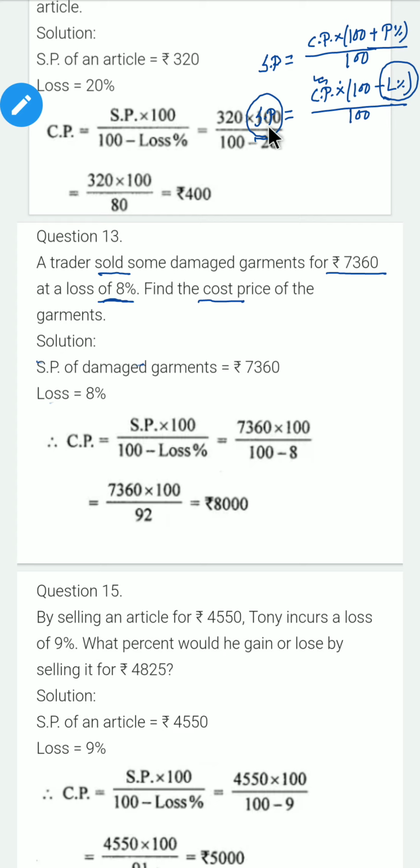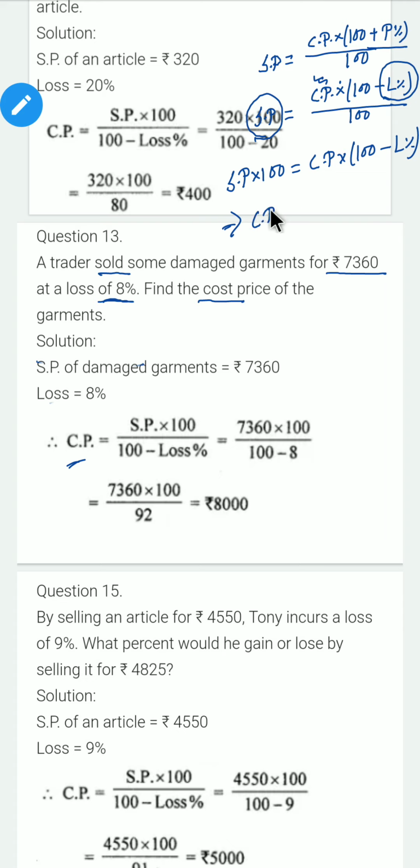This one, selling price is given. So just put here the selling price, and you have to find out the cost price, and 100 minus loss percentage, just put this value. If you write the formula, how this formula comes from this formula, look. If you multiply 100 into SP, you will get SP into 100 is equal to CP into 100 minus loss percentage. You have to find out the cost price.